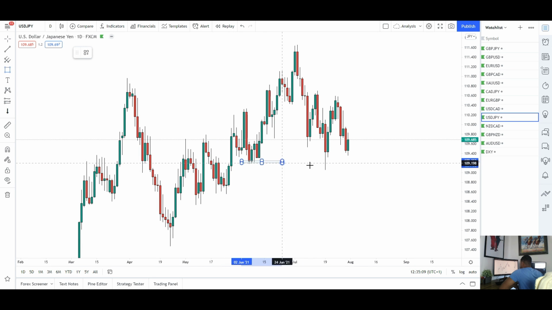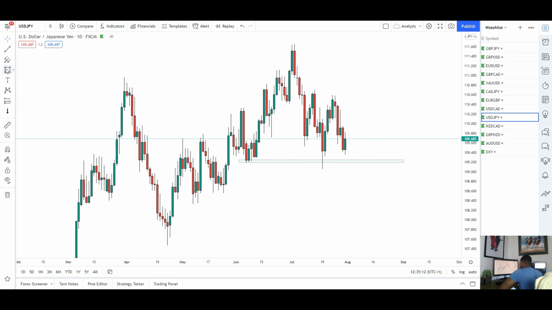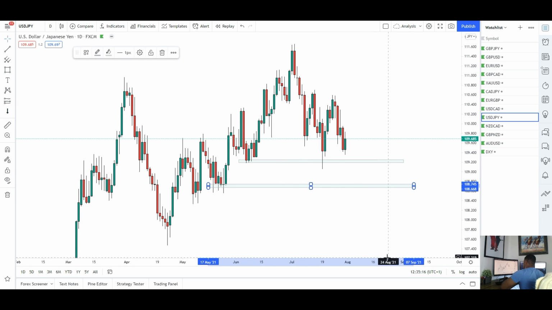expecting to see the market come back into that support there again, and a break of that support back into this level here. And it just looks like USD JPY is reversing from this bullish trend into potentially a nice bearish trend there on the daily time frame.